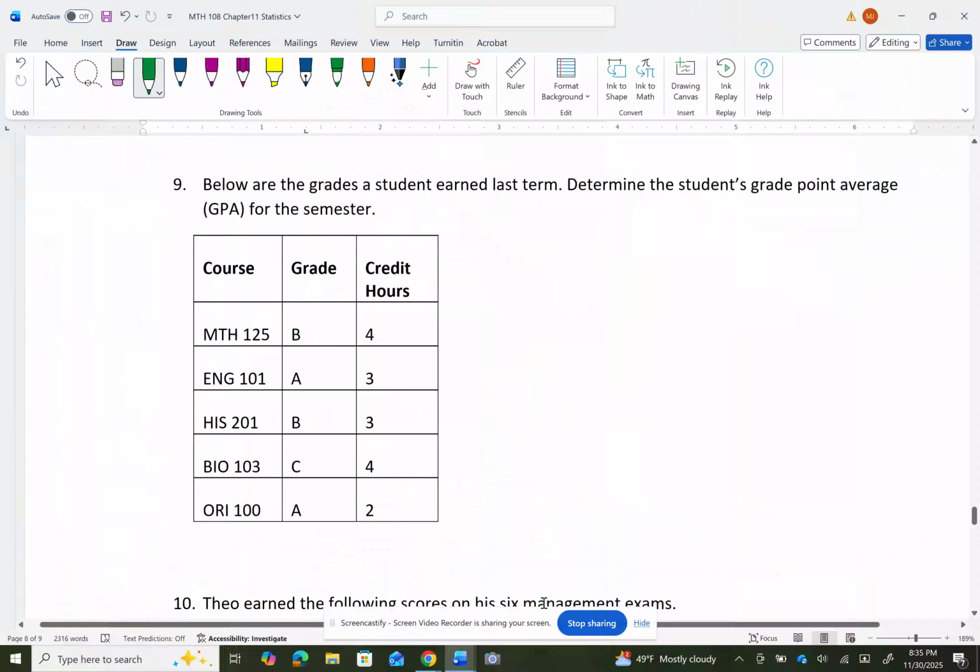All right, let's do a little more with measures of central tendency. I thought it might be fun to take a look at how to calculate a GPA. This is really getting at the idea of a weighted average.